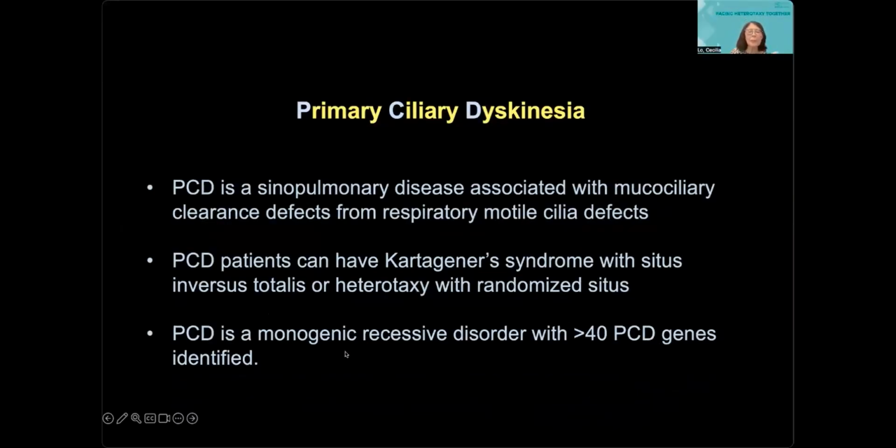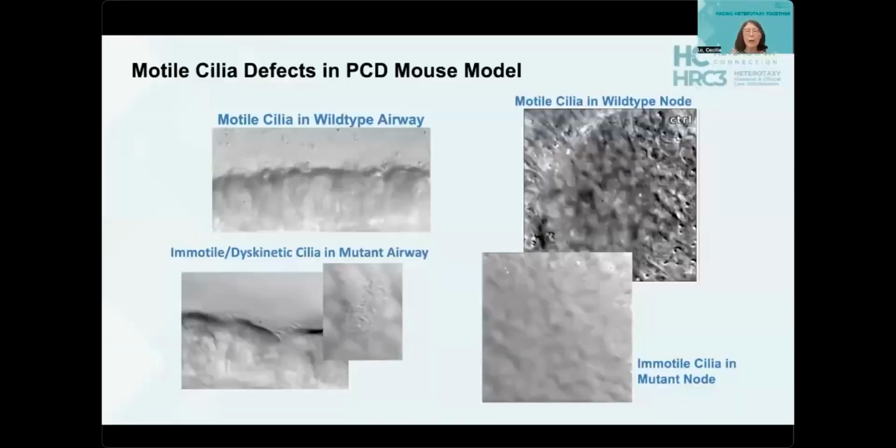And PCD is now known to be a monogenic recessive disorder with more than 40 PCD genes identified that are important for multiciliary function. And so here are some examples of what PCD might look like. This is in a mouse model of PCD. On the top is the tracheal airway epithelia of a wild-type mouse. You can see normal cilia beating motion that's coordinated. On the bottom are the airway epithelia from a mouse with a DNAH5 mutation. So this is a PCD model.